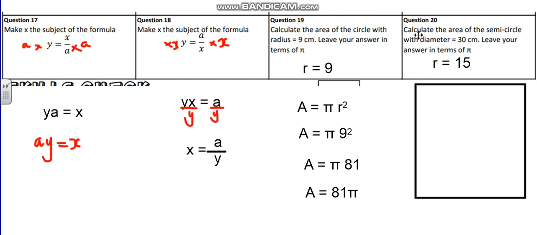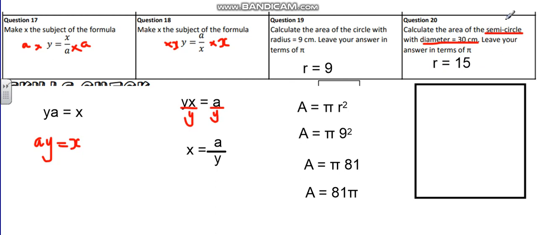Number 20, calculate the area of a semicircle. I'm going to underline that word, semicircle, with a diameter of 30 and leave your answer in terms of pi. So, two things I need to think about here. Area of a circle is pi r squared. I've been given the diameter, so I need to work out what the radius is. So we'd halve it, so the radius is 15, so I've put it there to remind me.